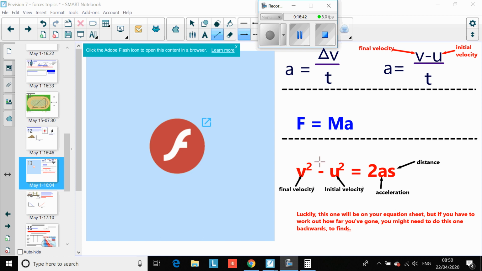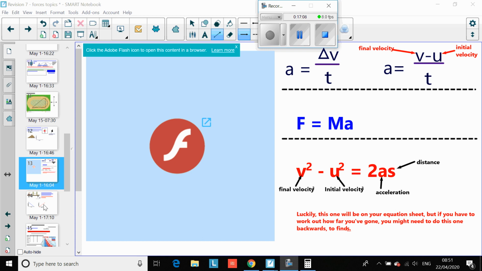And you'll see acceleration also appears here: v squared minus u squared equals 2as. Now this usually refers to dropping objects like the ruler test, okay? We did this one quite recently, so hopefully you should be familiar with it, but the good news is you don't need to remember this one. It is on your equation sheet. However, these two, you do need to remember, okay?